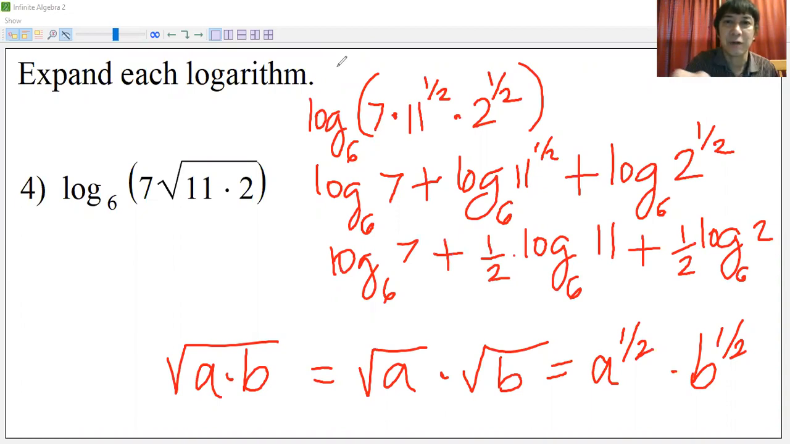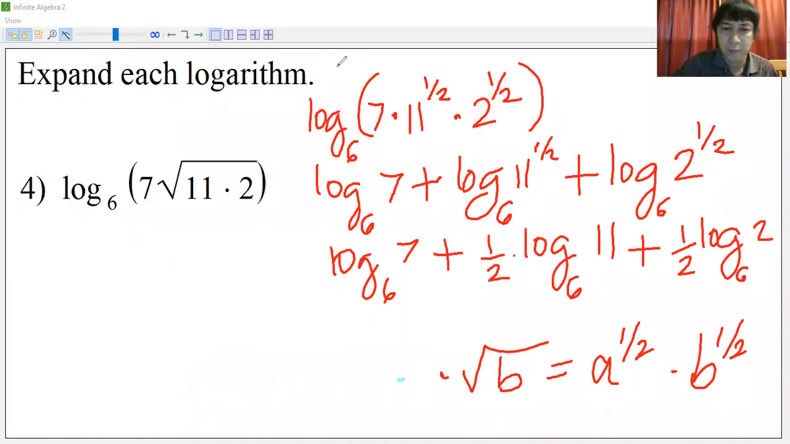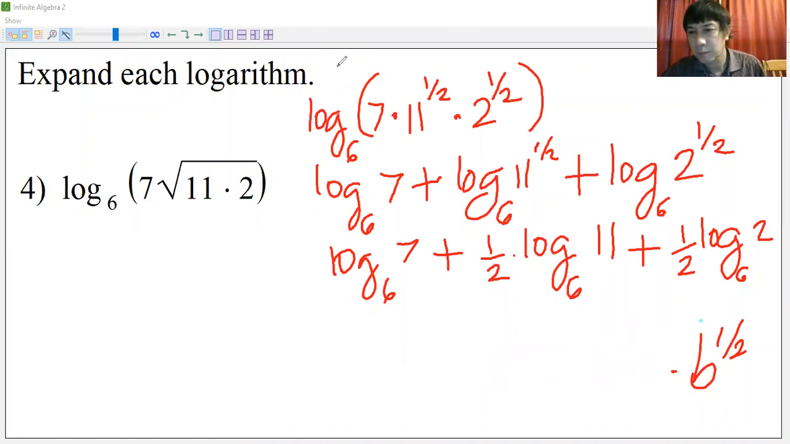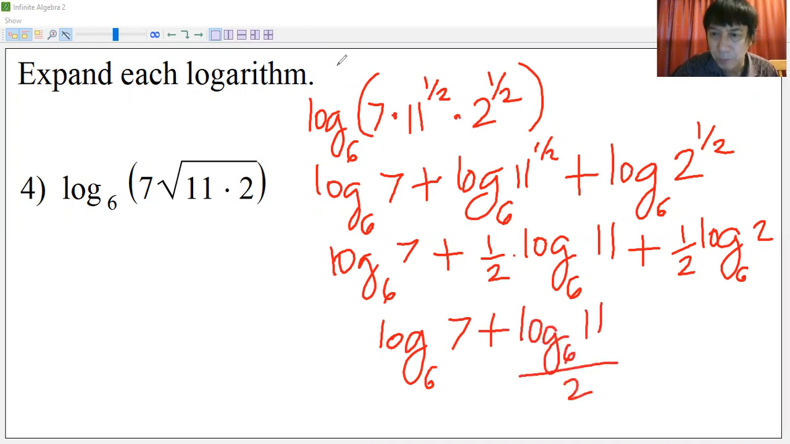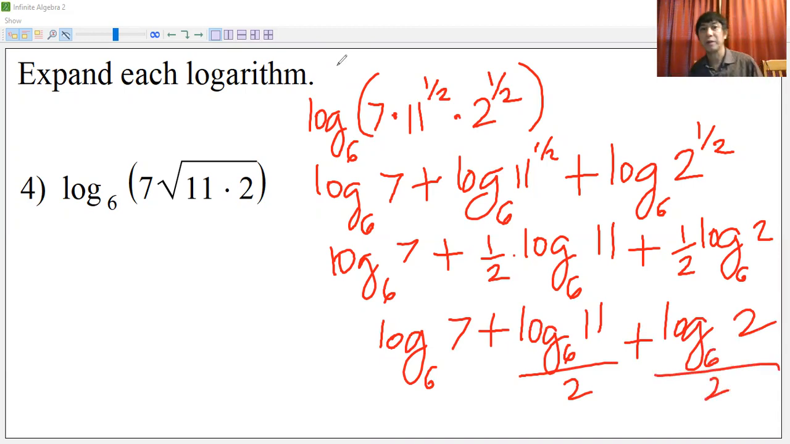We can erase the other things at the bottom. And we can rewrite this, okay? The 1/2 that you see in front of the log means the same as this. Logarithm 7 base 6. You can also write it logarithm 11 base 6 over 2. You can also write it this way. Plus logarithm of 2 base 6 over 2. You can also write it this way. Okay? All right. So we can check on the answers.